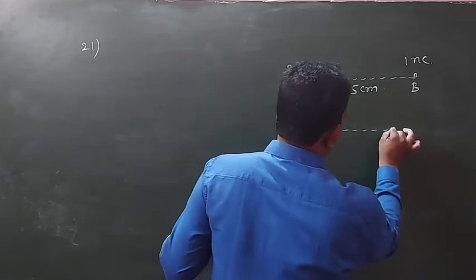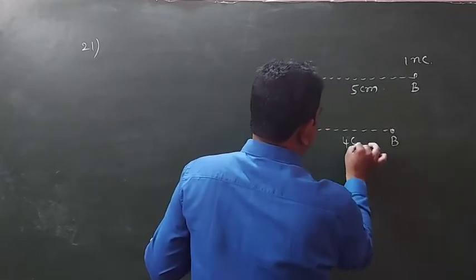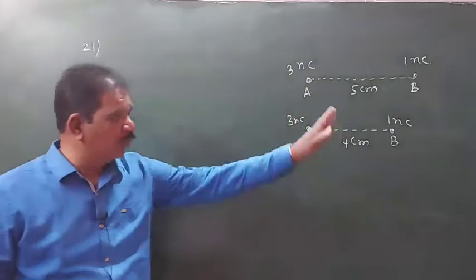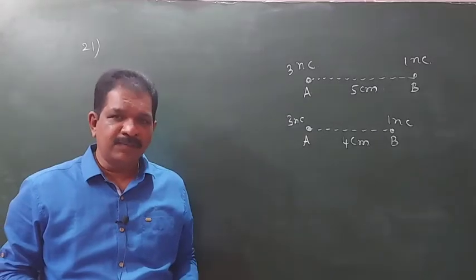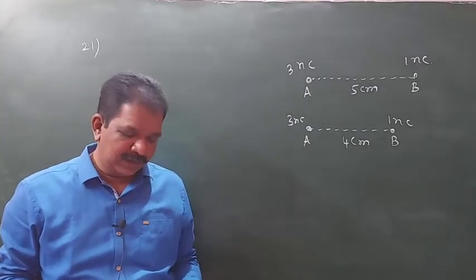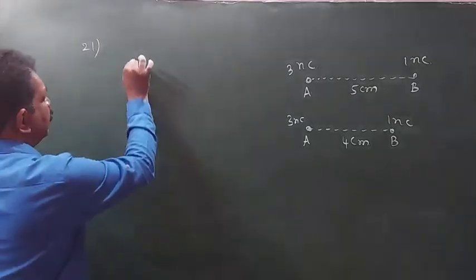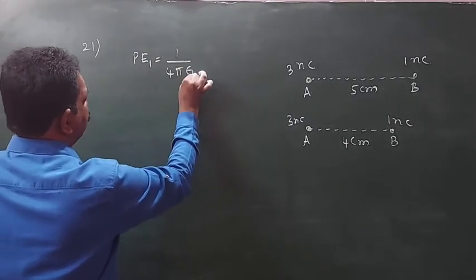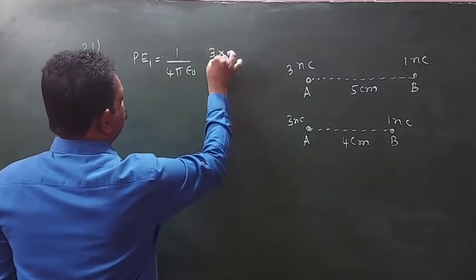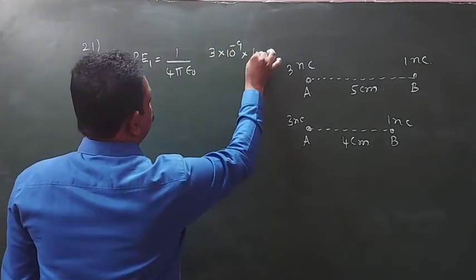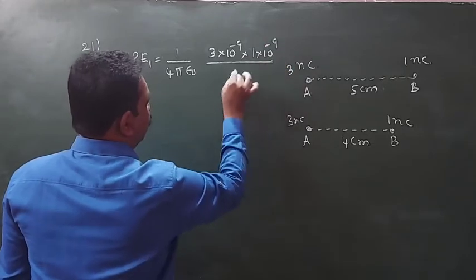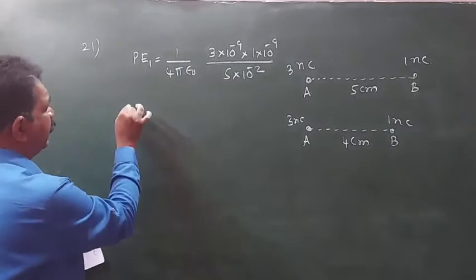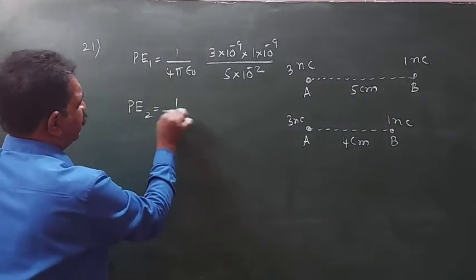They move towards A by 1 centimeter. What is the work done to move that charge? Change in the potential energy you calculate, that will be the answer. Initial PE how much? 1 by 4 pi epsilon naught Q1 Q2 by R value 5 centimeter. Final potential energy value will be how much?